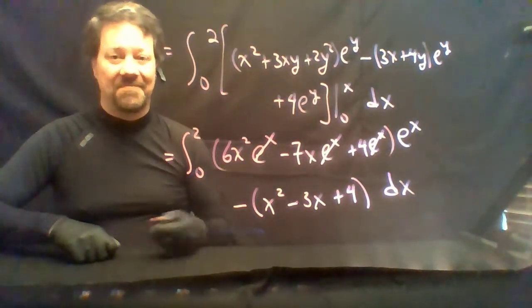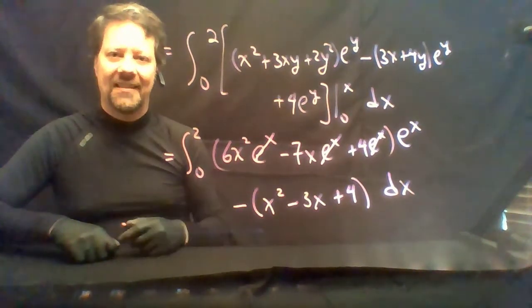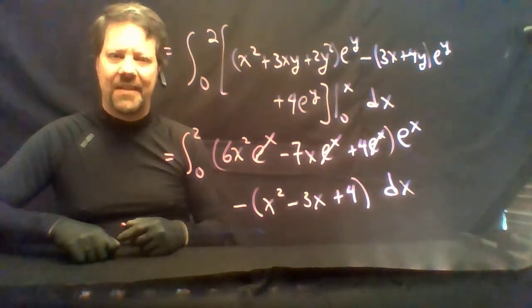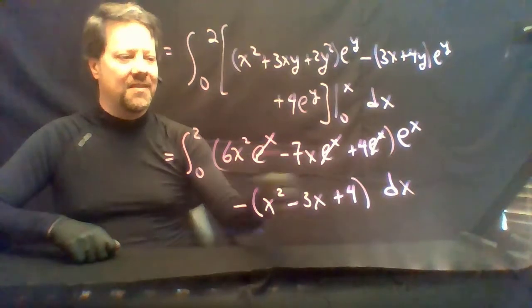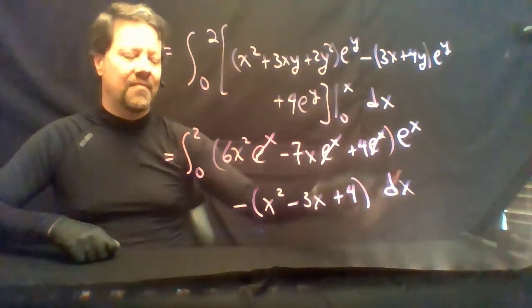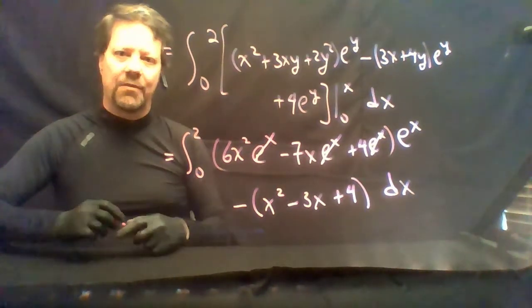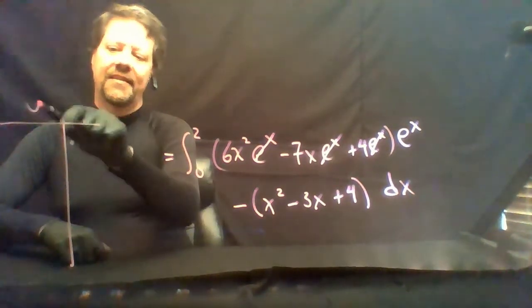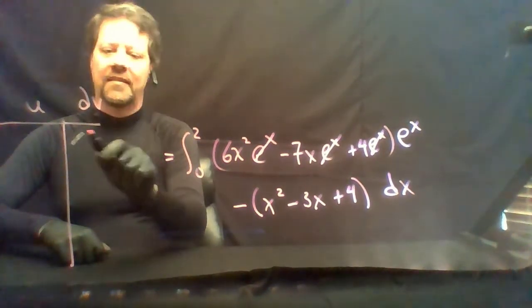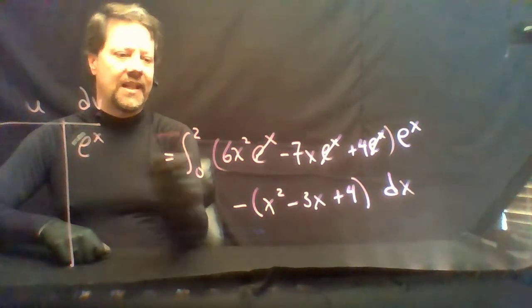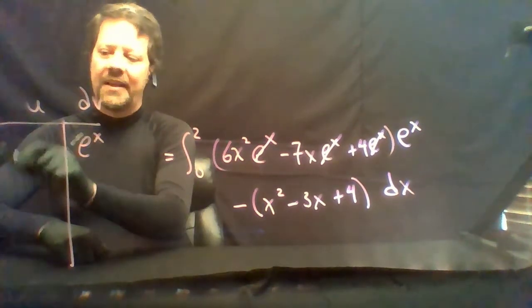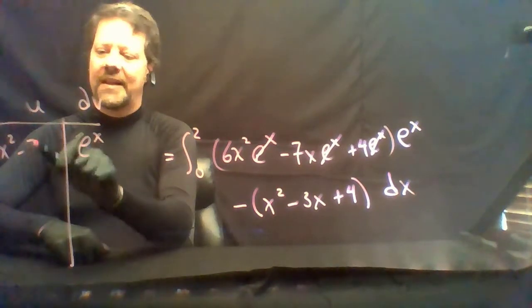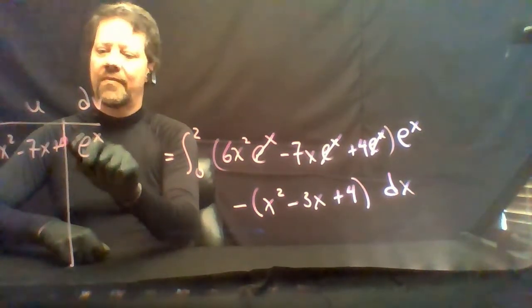Name the method. Looks like the best choice is the tabular method for integration by parts on that first term. On the second term, it's just the power rule for antiderivatives. For the tabular method, dv is, of course, e to the x. U will be 6x squared minus 7x plus 4.